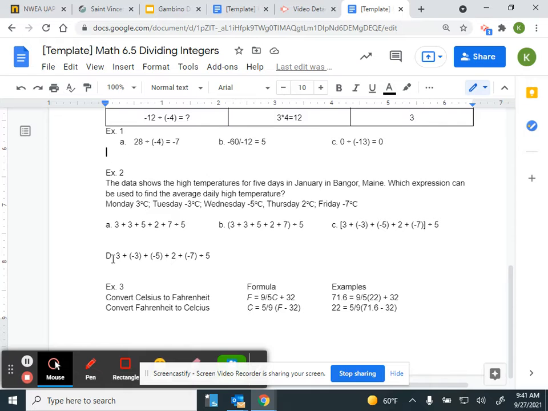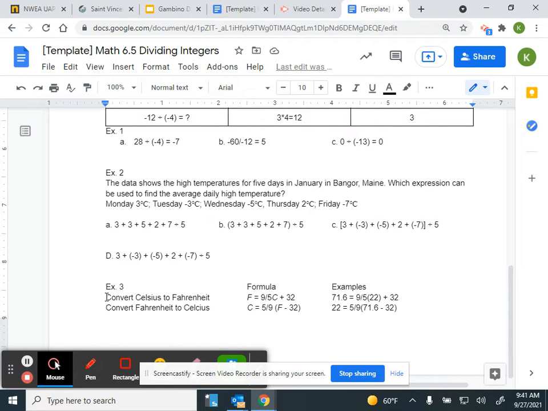So if we were to look at D, the first thing we would do would be dividing. Negative 7 divided by 5. Is that what we want to do when we find the average? No, the first thing we want to do is add all of our numbers together. So that's why they put these brackets there. It's like a double set of parentheses. So that's what you do first, whatever's inside. So we do our adding and subtracting. Then we divide by 5. So you always want to look at that order of operations. What do we do first?